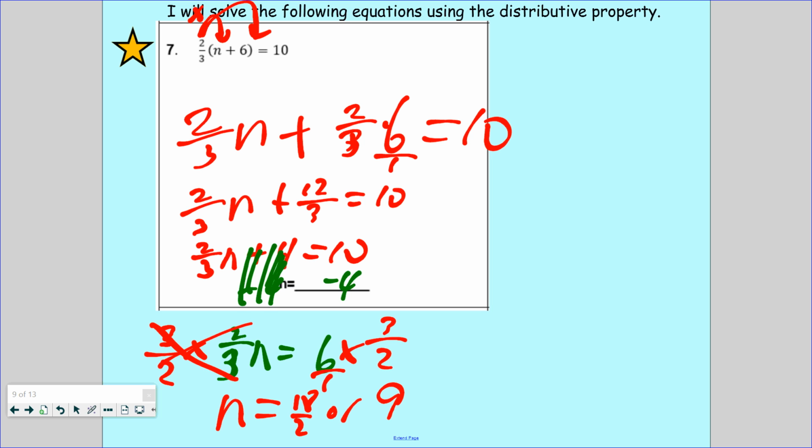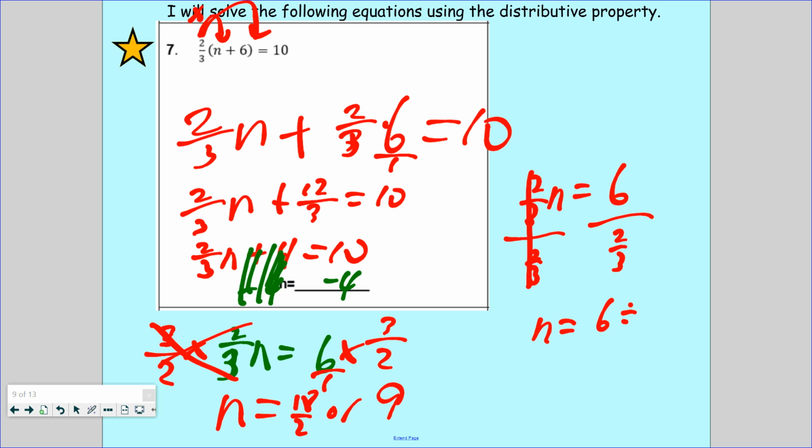Here's the true mathematics if you would like to see it. I divide by 2/3. I divide by 2/3. This cancels out because that's 1 whole. n equals. And what is 6 divided by 2/3? How can I rewrite this as a multiplication? I keep the 6. I multiply. What's the reciprocal of 2/3? 3/2. And that's where I get the 18/2 or 9.